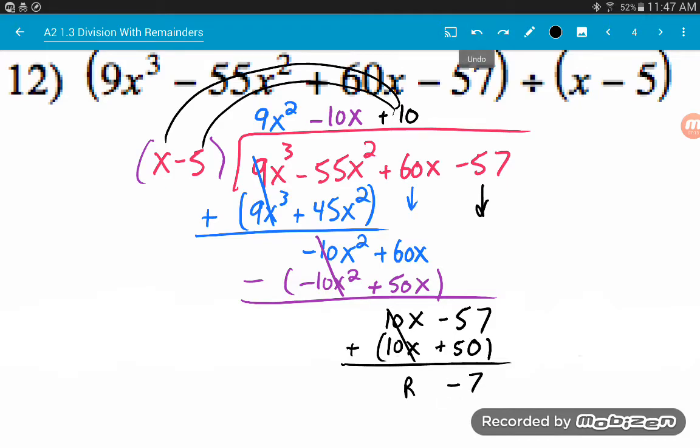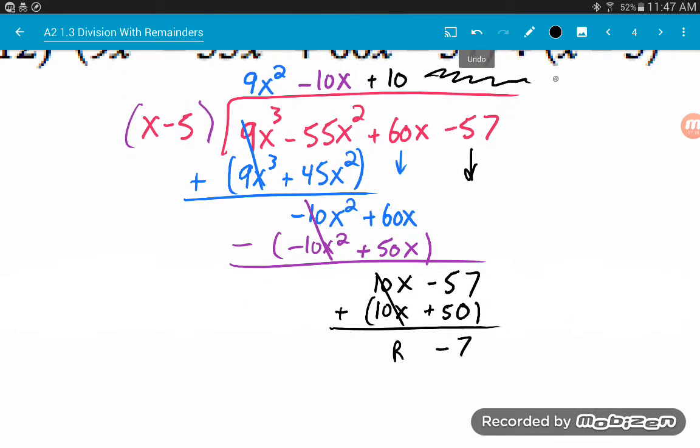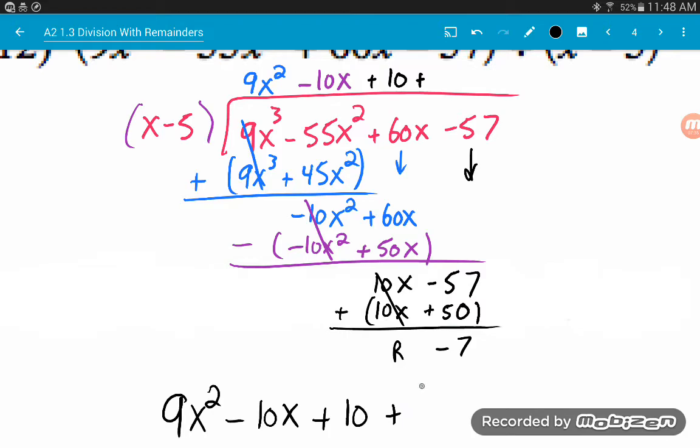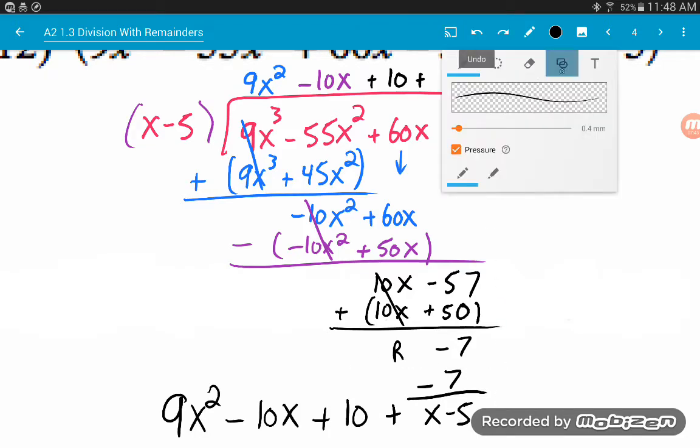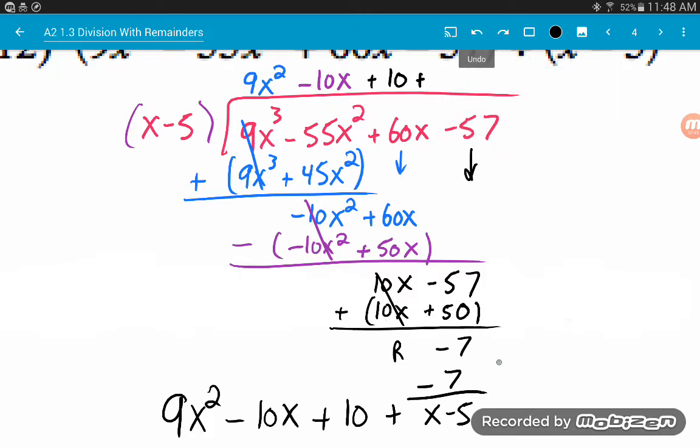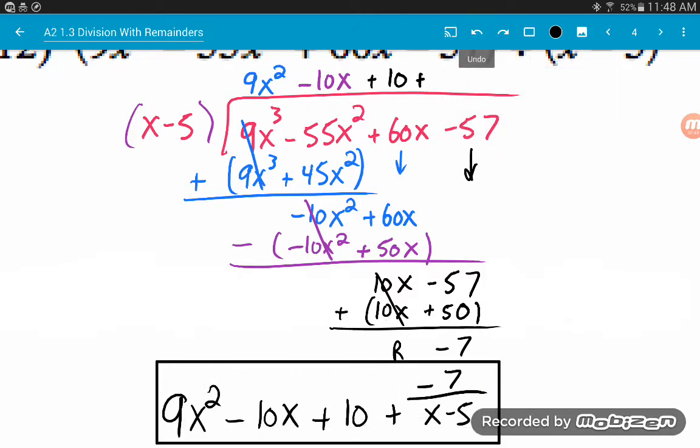You should already know what to do with that. It gets added on to the end, right over here. So if I rewrite this, my final answer is going to be 9x squared minus 10x plus 10 plus negative 7 over x minus 5. And that's the final answer.